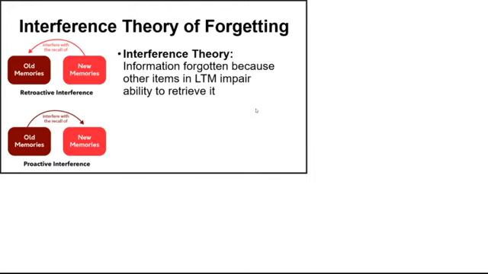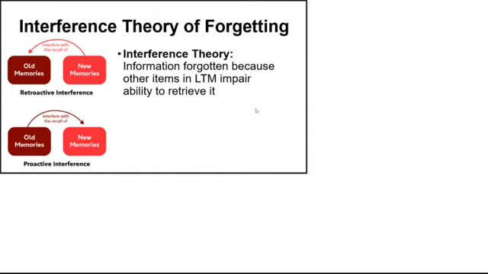All right, so if it's not that decay theory, well, if that's not the best way to explain this, what else can we use? A slightly better theory is this interference theory of forgetting. And this basically says that information is forgotten because other things that we've learned start interfering with our ability to retrieve it. And there's actually two different ways that we can do this.